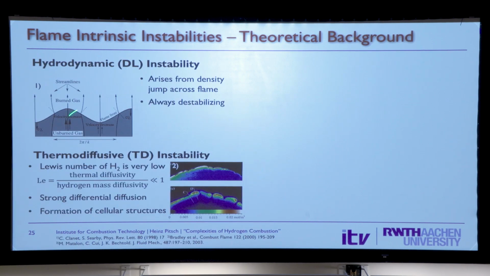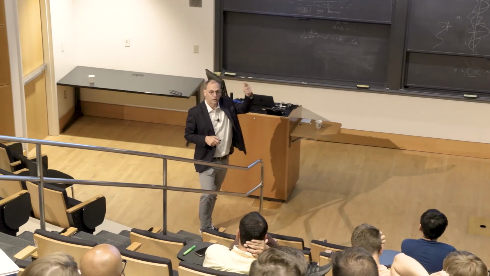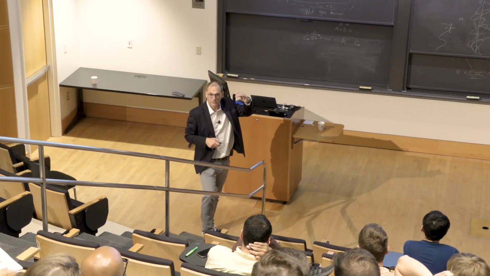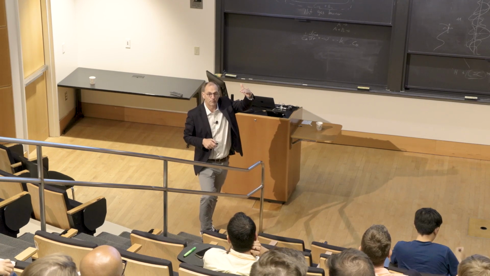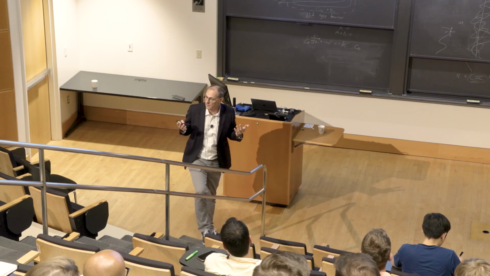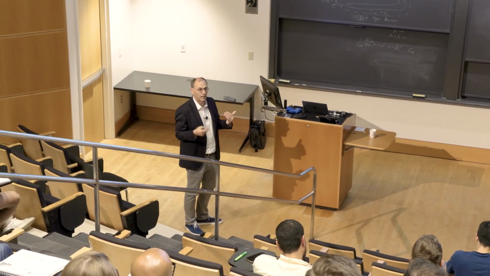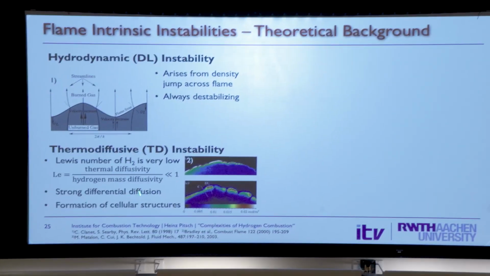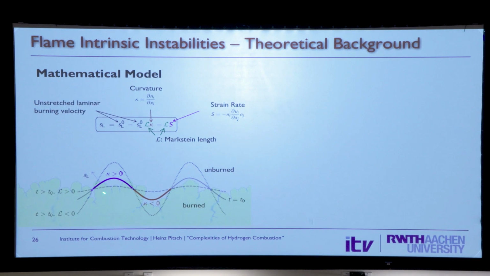So let me just remind you, hydrodynamic instabilities come from the fact that you have a density jump across the flame front. And that density jump moves in the flow field, and that creates an instability. It has nothing to do with chemistry or anything. This is what's called hydrodynamic instability. It's just a density jump. And then the thermodiffusive instability comes from these Lewis number effects.